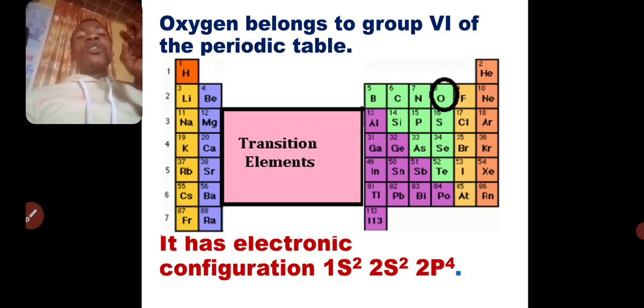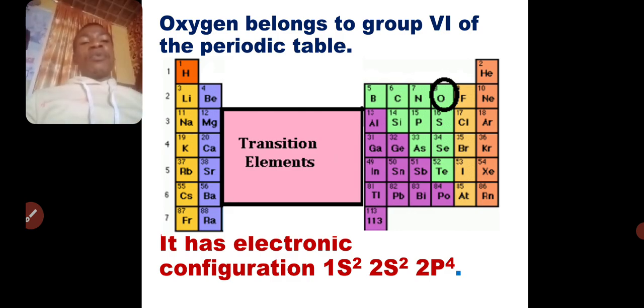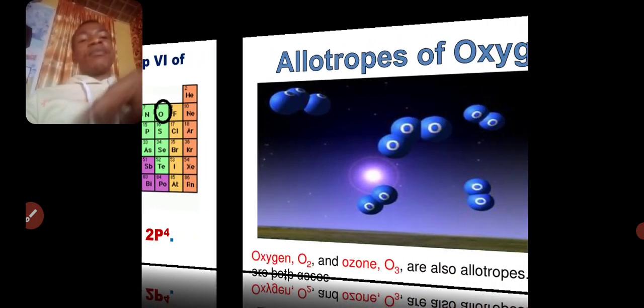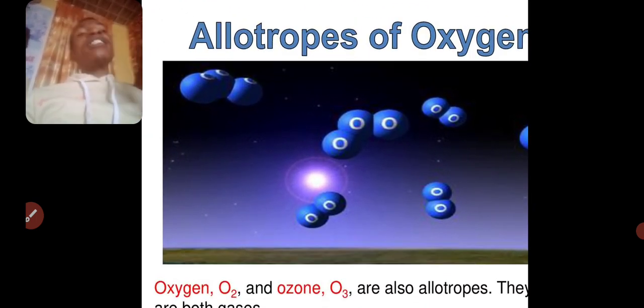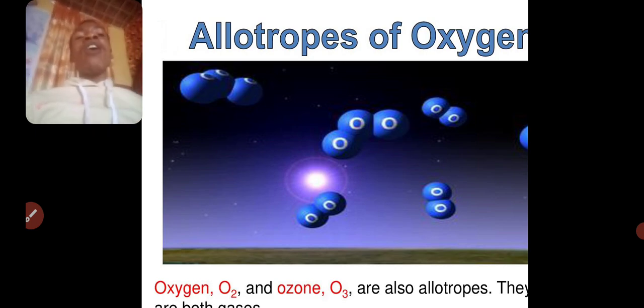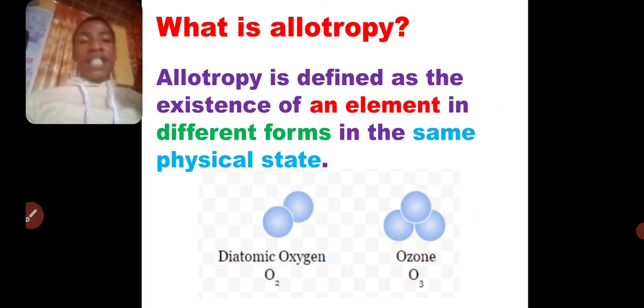Oxygen belongs to group 6 of the periodic table, and in fact is the first element in that group, with electron configuration 1s2, 2s2 and 2p4. Oxygen exists in allotropic forms, and there are two major allotropes of oxygen.